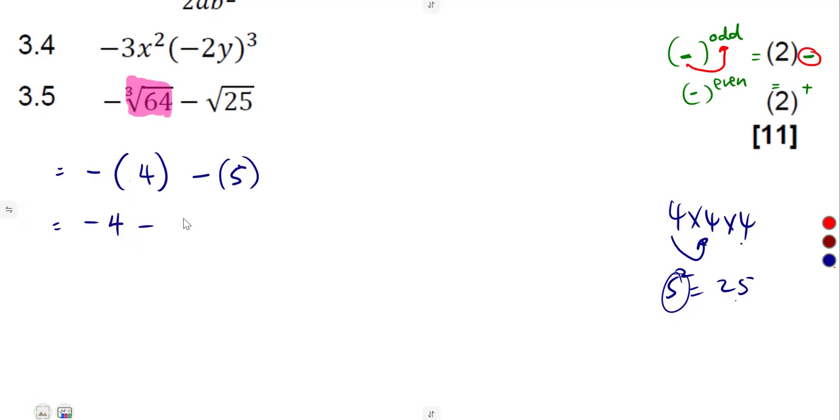Minus 4 minus 5. The signs are the same. Add the numbers and use that common sign on your answer. Just add the numbers. 4 plus 5, which is 9. So it's going to be a negative 9.